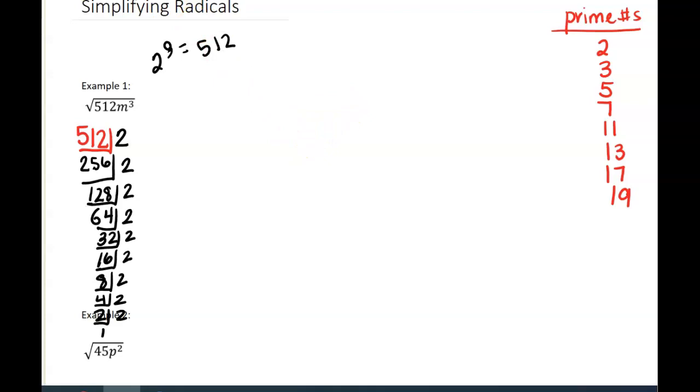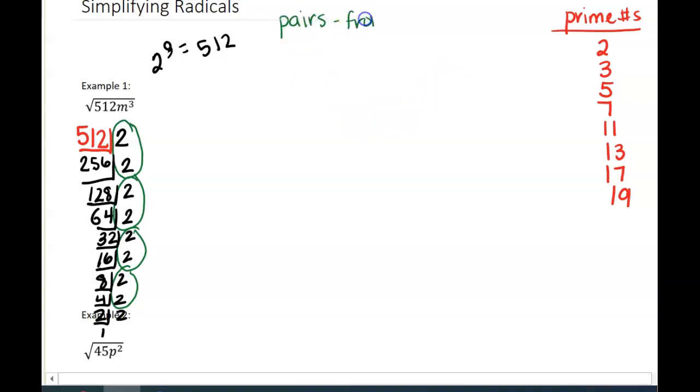Anyways, after we do this, we want to group these into pairs. So we have a pair of 2s, a pair of 2s, a pair of 2s, and a pair of 2s. Every pair can go out front. Pairs go out front, leftovers go inside, and if there's more than one pair, we multiply. If I'm just breaking down the square root of 512, which I should have told you, we're going to worry about the m to the third in a minute.